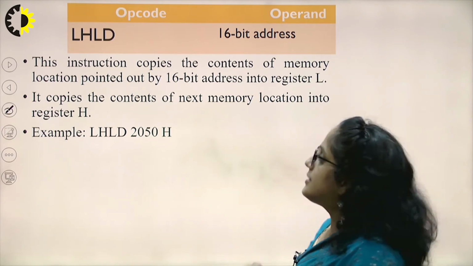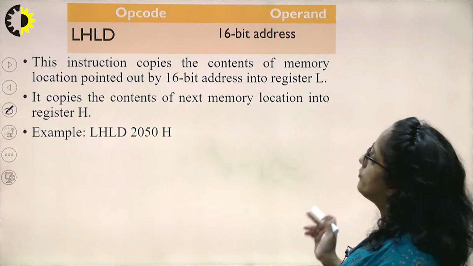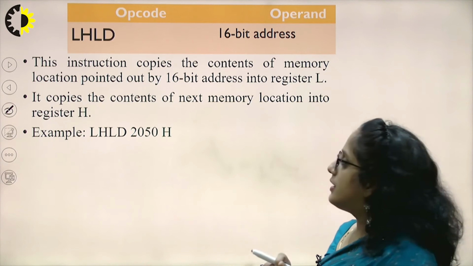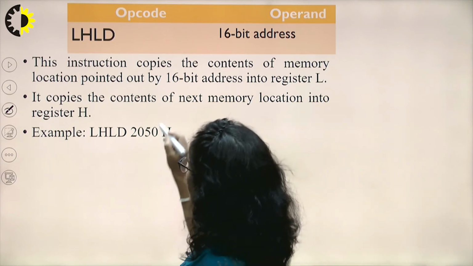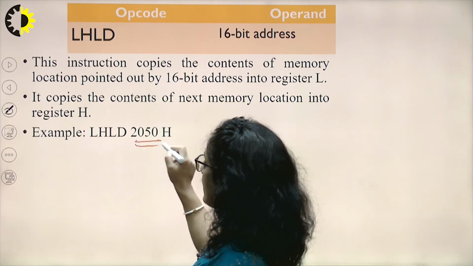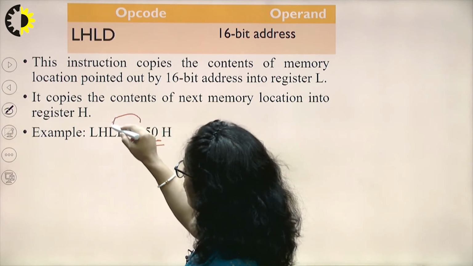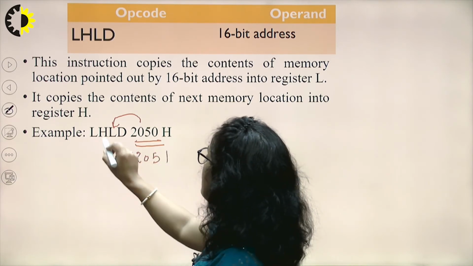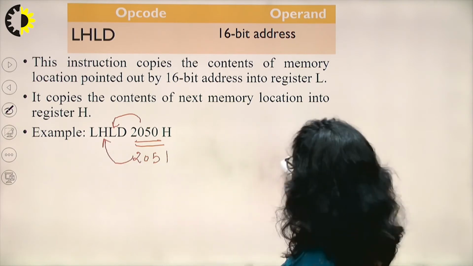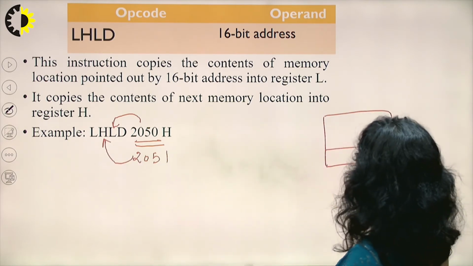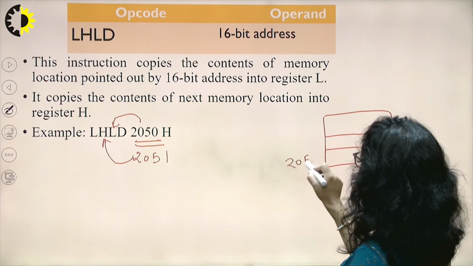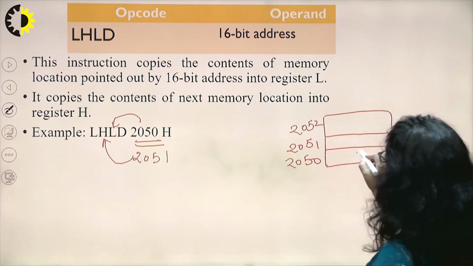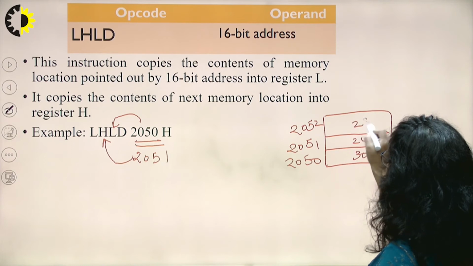LHLD. This instruction copies the content of the memory location pointed to by the 16-bit address into the L register. Now whatever the content at the 2050 location, this content will be transferred to L, and the next memory location, that is 2051 location, data will be copied to H. So suppose we have memory locations 2050, 2051, 2052. Okay, here we have 30, 24, 28, something like this.